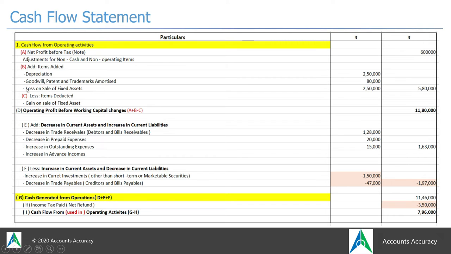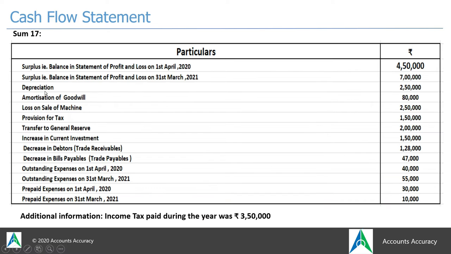In the question, we are only provided with three items which are required to be added over here as non-cash and non-operating items, that is depreciation, amortization of goodwill and loss on sale of fixed assets. So all these three items, amortization of goodwill, loss on sale of machine and depreciation, we will copy down in the format of the cash flow statement, that is 2,50,000, 80,000 and 2,50,000.